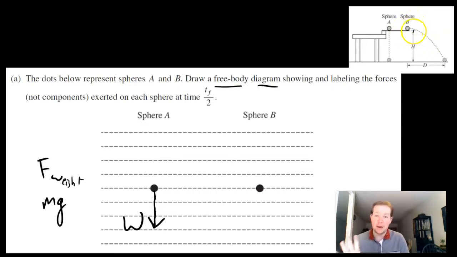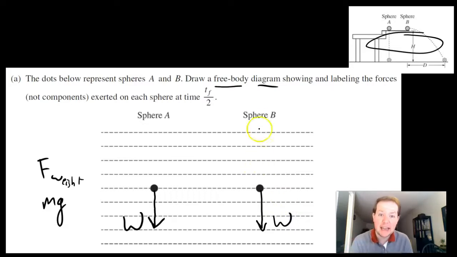After whatever gave it that horizontal push, F/2, it's when it's in the air somewhere. So it's still just falling due to Earth's gravity. So I should just also have a weight like this. I'm going to chime in again.